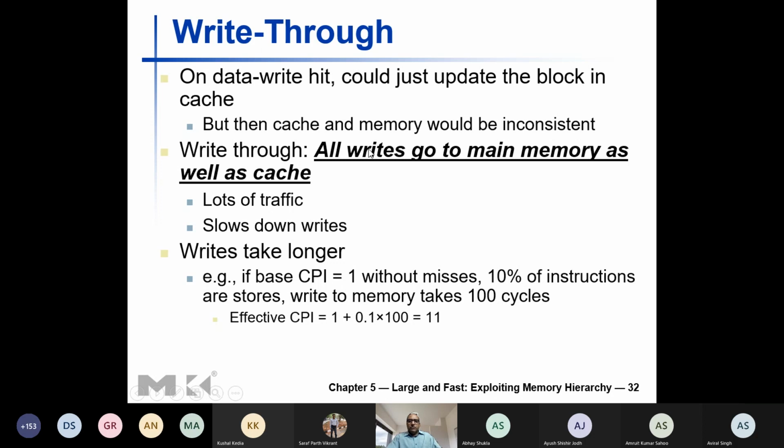And one way to do that is write through. It means that whenever you are writing something into the cache, the same thing you also have to write into the main memory. That means when you're writing something into the cache, the same thing has to also be reflected and written into the main memory.